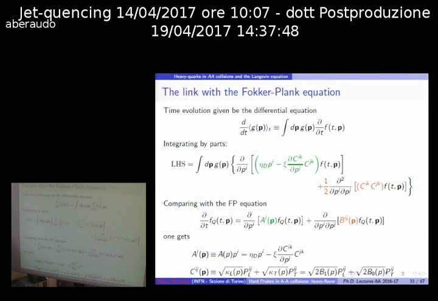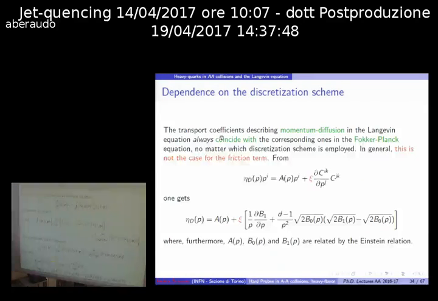So notice that here you see explicitly that, independently from the discretization scheme, this K_L and K_perp entering into the Langevin equation, modulo a factor of 2, coincide with the B1 and B0 transport coefficients which enter in the Fokker-Planck equation. This does not depend on the scheme. For the friction term, the situation is a bit more tricky, since you see that you have a dependence on the discretization scheme. So this is the relation between the A coming from the Fokker-Planck equation and the friction term which you must actually insert into the Langevin equation.